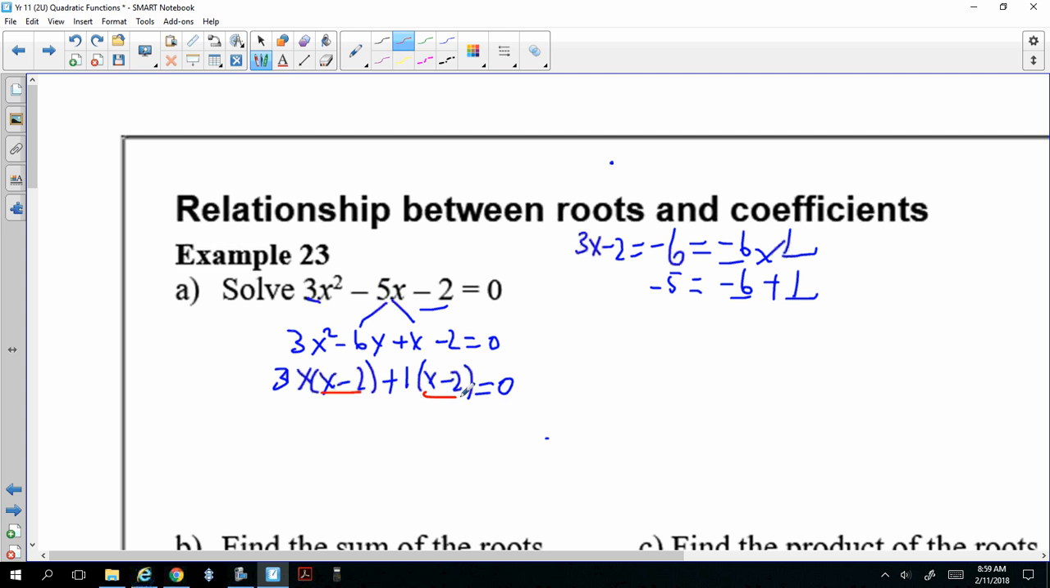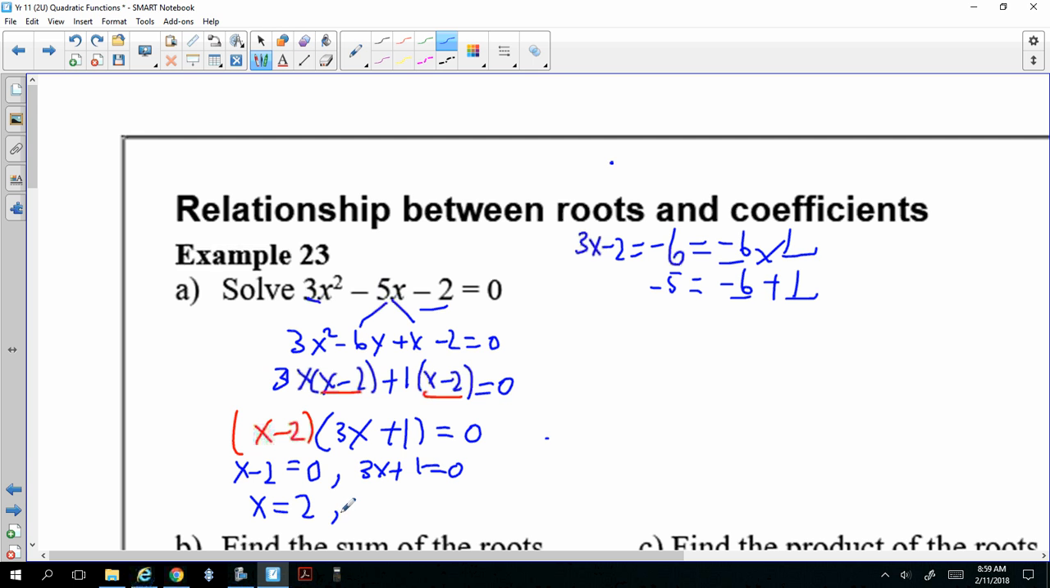And then you factorize that out. So you end up getting x minus 2 in front, and then you get 3x plus 1 equal to 0. And the multi-factor law says that either x minus 2 is 0 or 3x plus 1 is 0. Like that, and you get x equal to 2 and x equal to negative a third. You probably did it in a different way, but you'll get the same answer at the end.